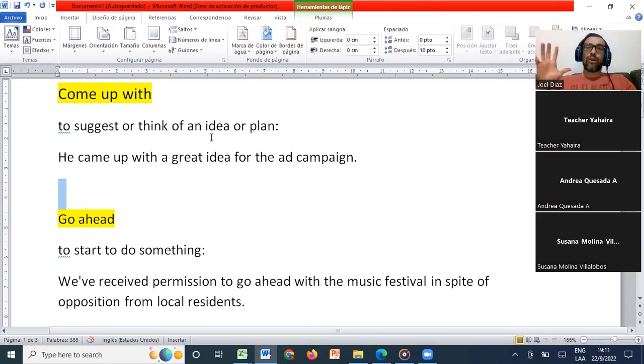I don't know if you have heard it on TV, or people say, well, he came up with this idea, he came up with this suggestion, right? So it is to suggest or think of a plan or an idea, okay? So that would be the difference. And in a moment we're going to see the other one, with go up.